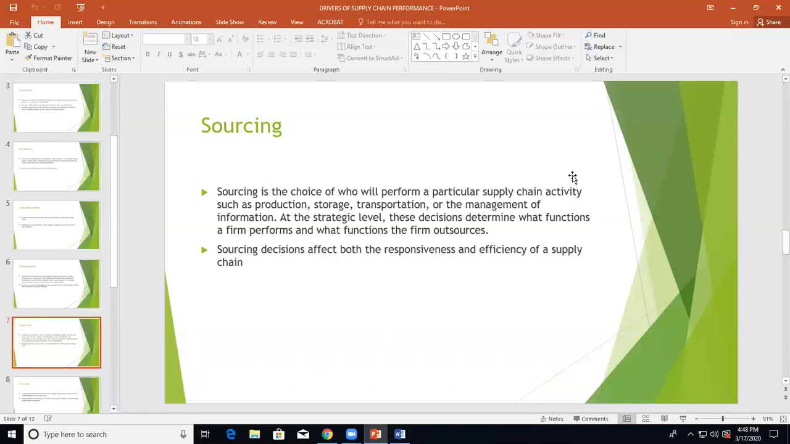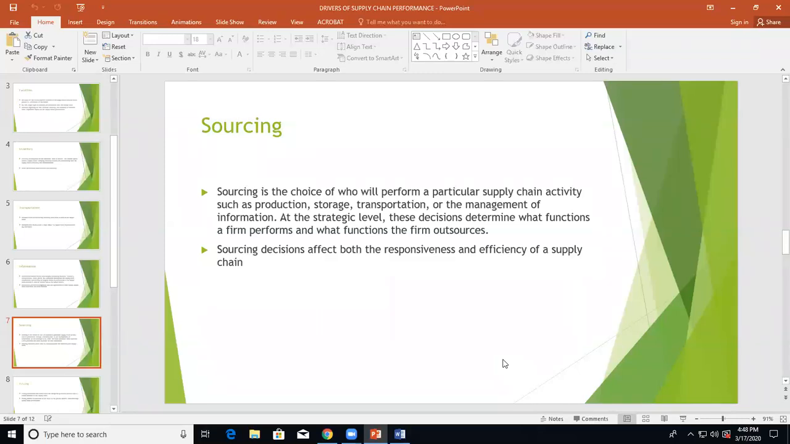सोर्सिंग को प्रोक्योरमेंट भी कह सकते हैं, लेकिन सोर्सिंग का जो कॉन्सेप्ट है वो पर्टिकुलरली जस्ट टू either you go for by your own or you acquire from others. So this is also called procurement, but in detail, if we say that sourcing is the decision that who will perform a particular supply chain activity, that's all.